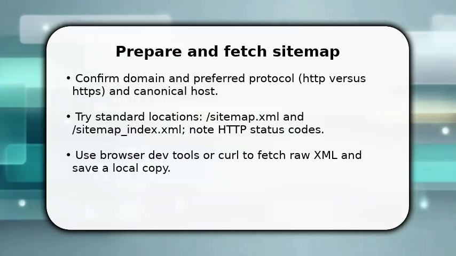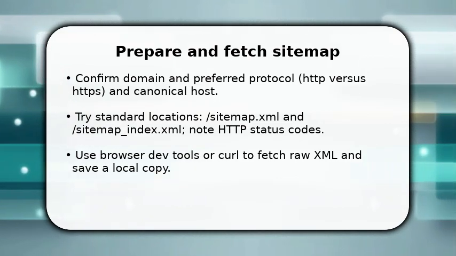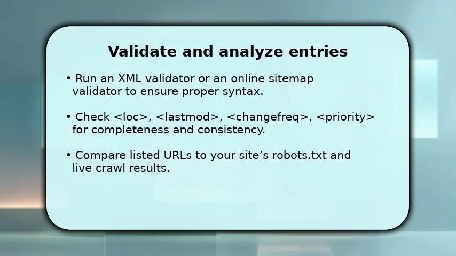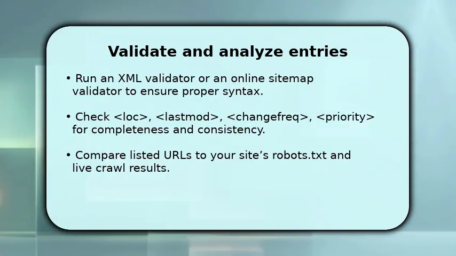This gives you the structure and tells you whether multiple sitemap files or an index is present, which matters for the next steps. You now validate the XML to catch syntax errors that block search engines. Use a validator or an SEO tool. Next, inspect each tag. Look for canonical URLs, lastmod for update patterns, changefreq and priority for indexing hints.